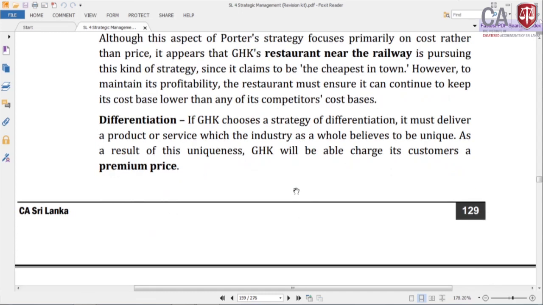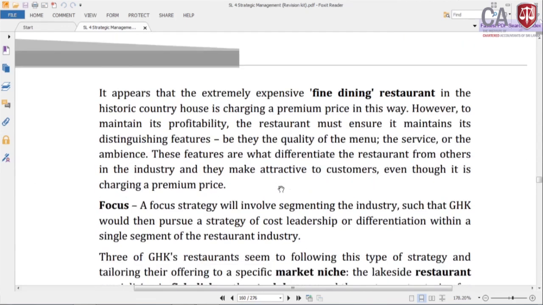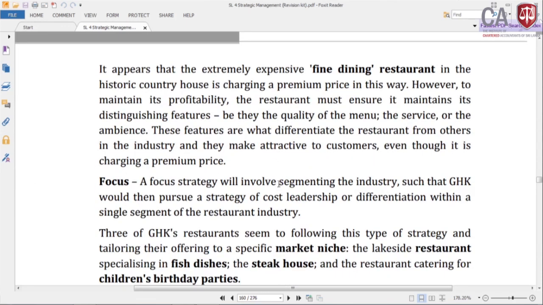Yes, normally if you are applying a differentiation strategy, you can enjoy a price premium. Customers are willing to pay an additional amount to enjoy the uniqueness of the products. It appears that the extremely expensive fine dining restaurant in the historic country house is charging a premium price in this way.